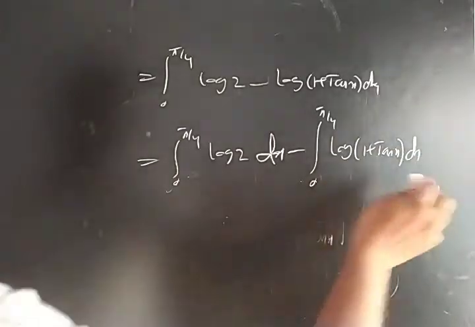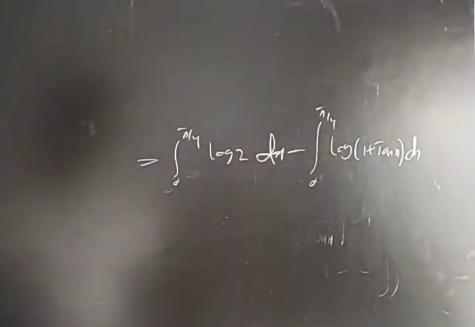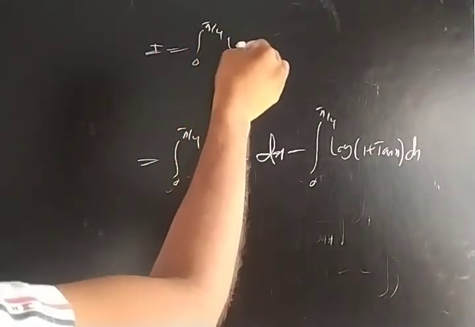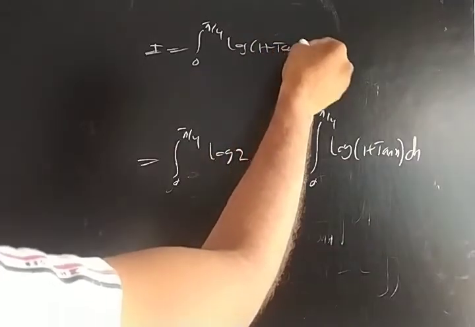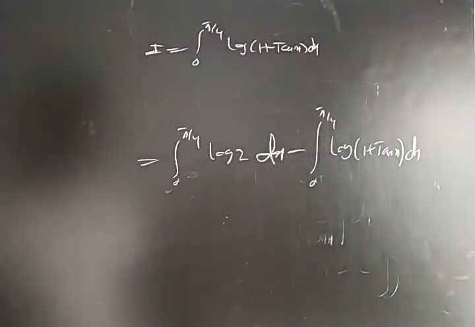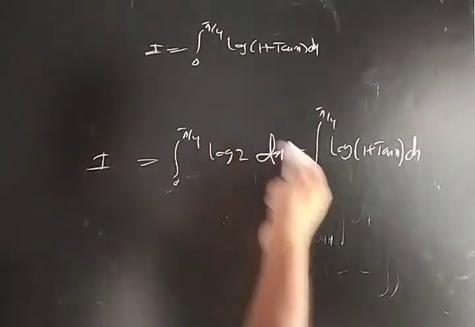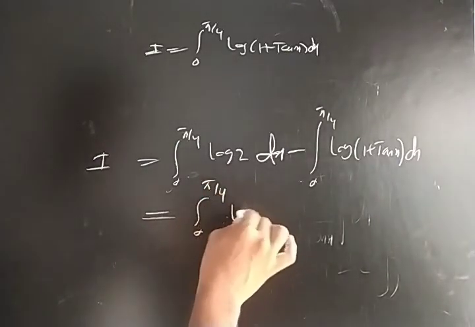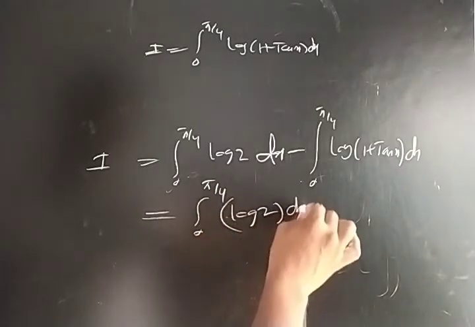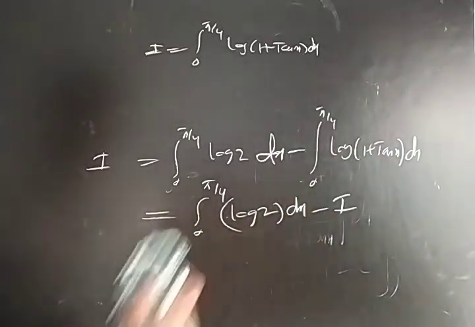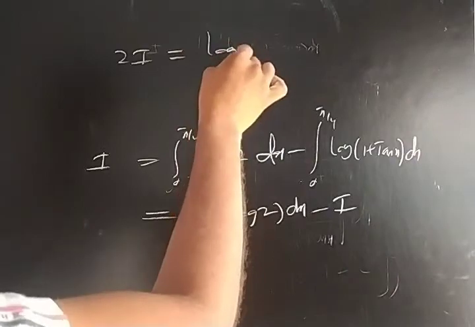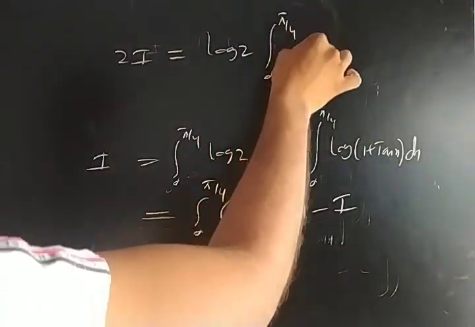See here, again we got the original question after expanding this. Actually, before starting the problem, we have to take this integral as I, because the question is repeating in this process. When we are splitting the question, we again get the question as it is here. So in place of that, I am going to keep I, and bring this I to the left hand side. So it becomes 2I equal to log 2, which is a constant, take it outside, the integral from 0 to pi by 4 of dx.